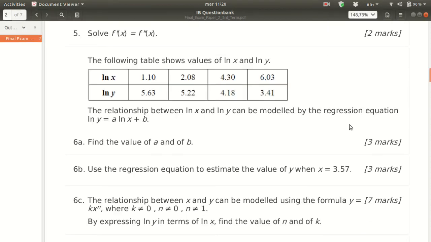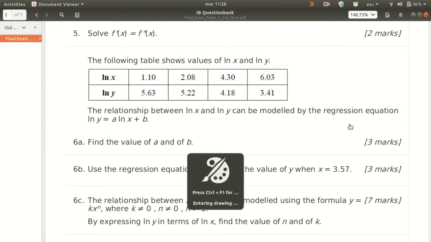All right, let's take a look at question 6. The following table shows values of natural logarithm of x and natural logarithm of y. The relationship between them can be modeled by the regression equation natural logarithm of y equals a times natural logarithm of x plus b. Find the values of a and b. The natural logarithm part is meant to throw you off. It's meant as a distraction.